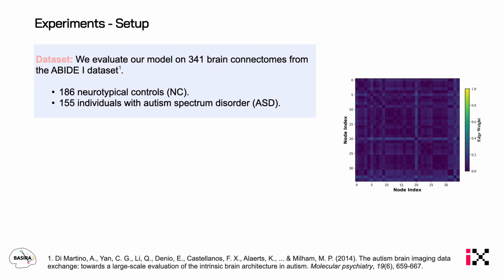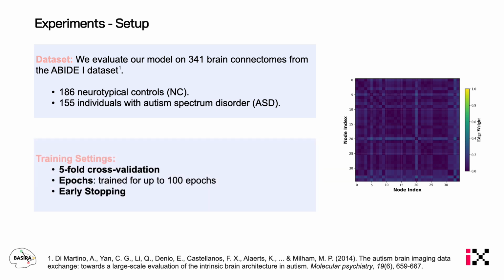Here's our experimental setup. We evaluate our model on 341 brain connectomes from the Byte1 dataset, including 186 neurotypical controls and 155 individuals with autism spectrum disorder. Each connectome is a 35 × 35 symmetric adjacency matrix without self-loops, derived from pairwise absolute differences of cortical morphology across 35 ROIs. For the training settings, we use 5-fold cross-validation and trained for up to 100 epochs with early stopping.